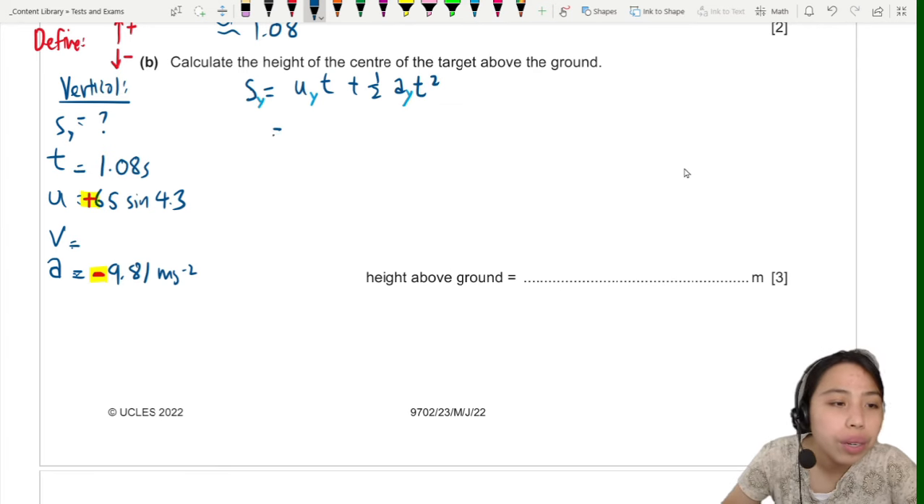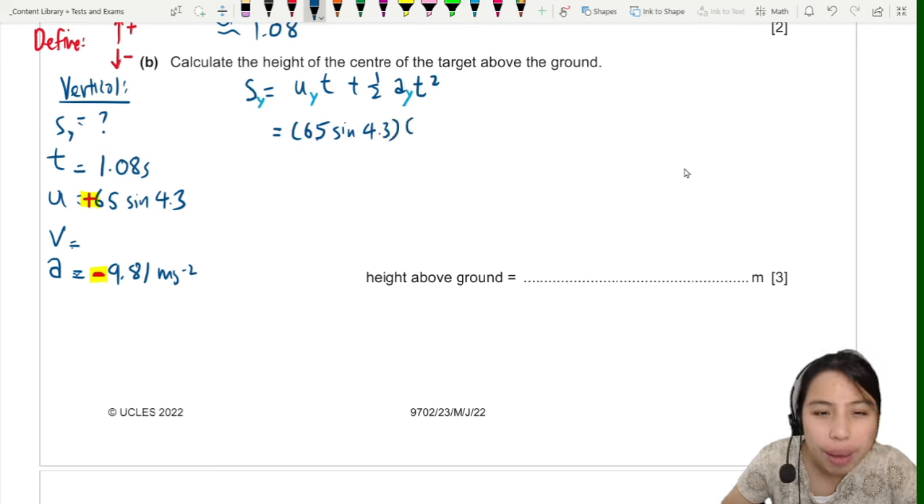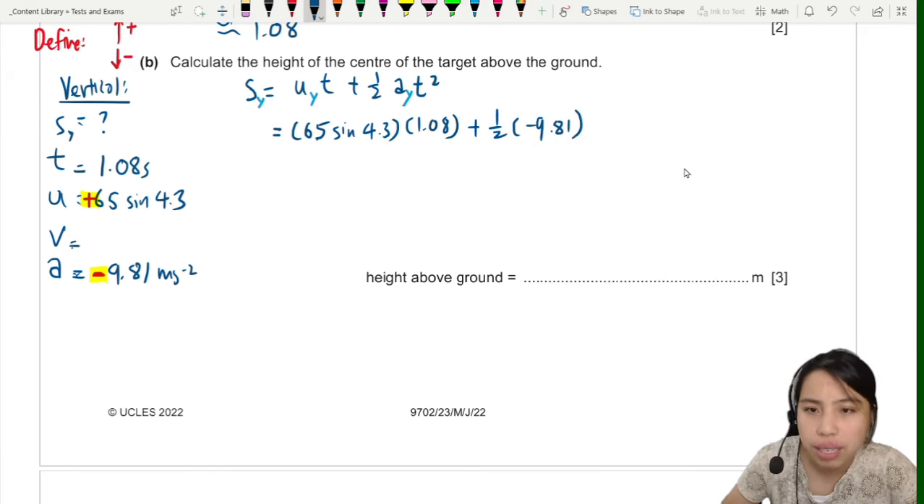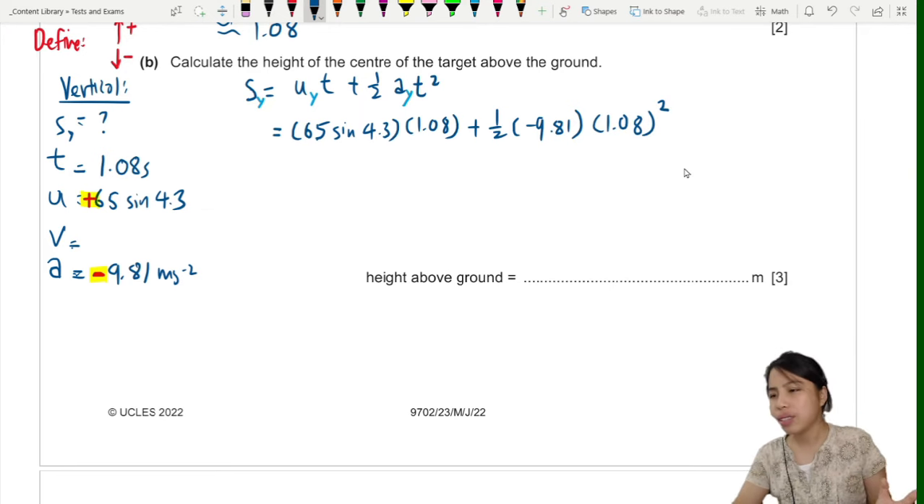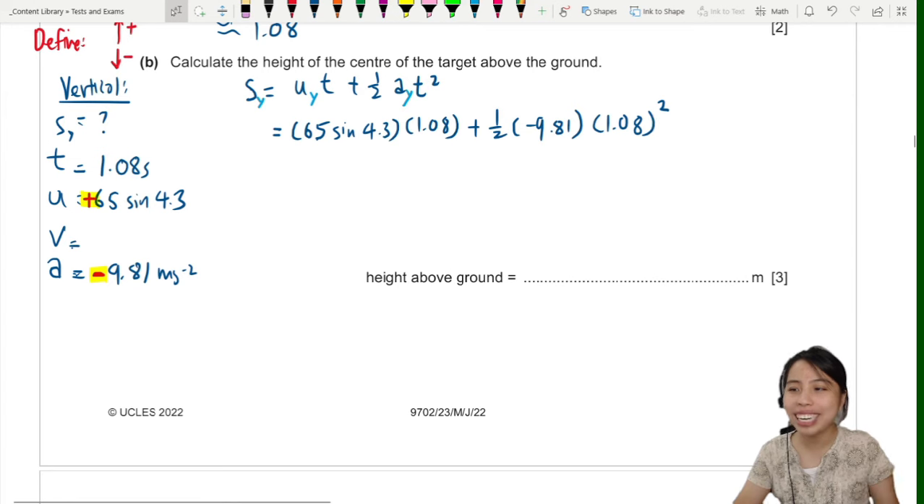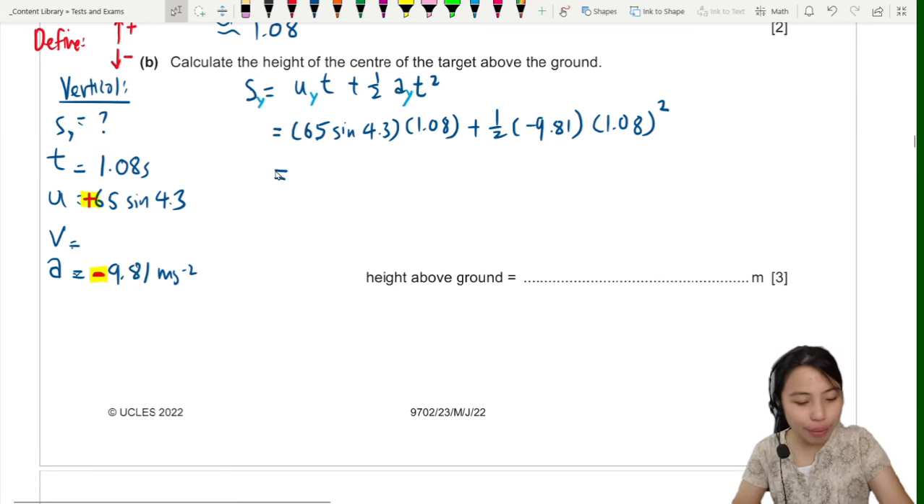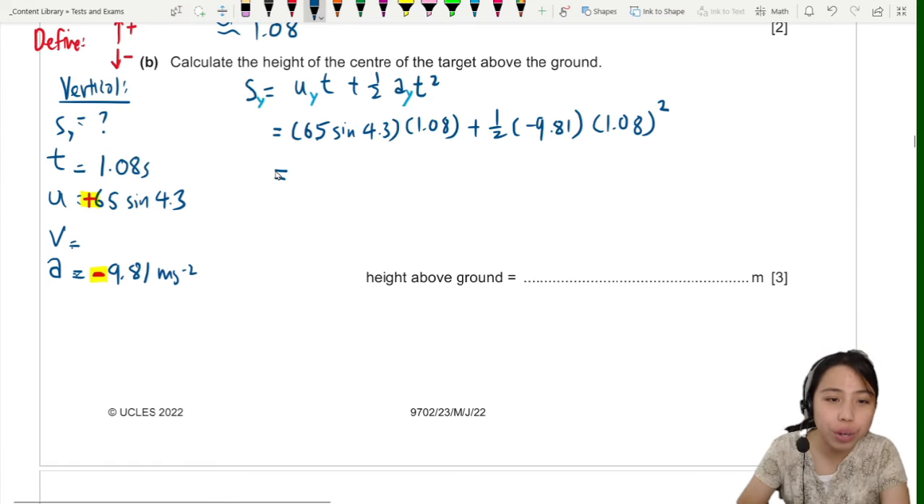So let's go. 65 sine 4.3 times 1.08 plus half negative 9.81 t squared. Please remember the square. I forgot, then I pressed the calculator and got the wrong answer. Okay, so you should get a negative value. Don't panic, stay calm first. It's okay if you get a negative value.